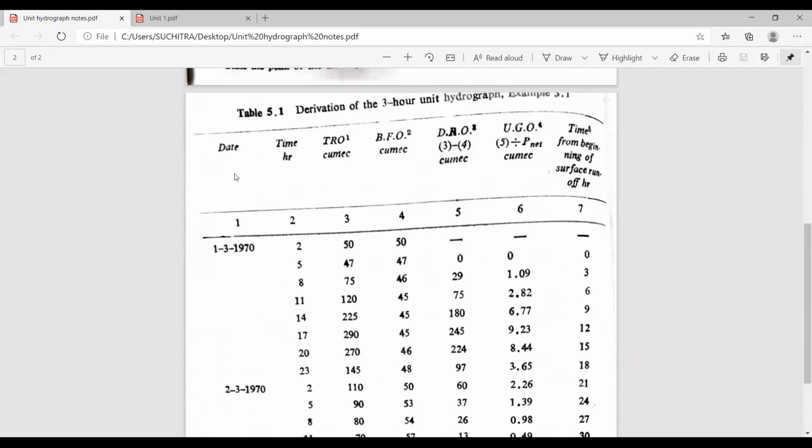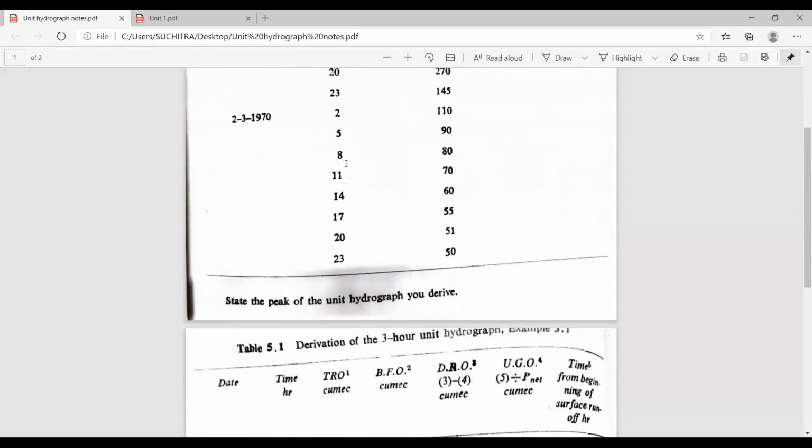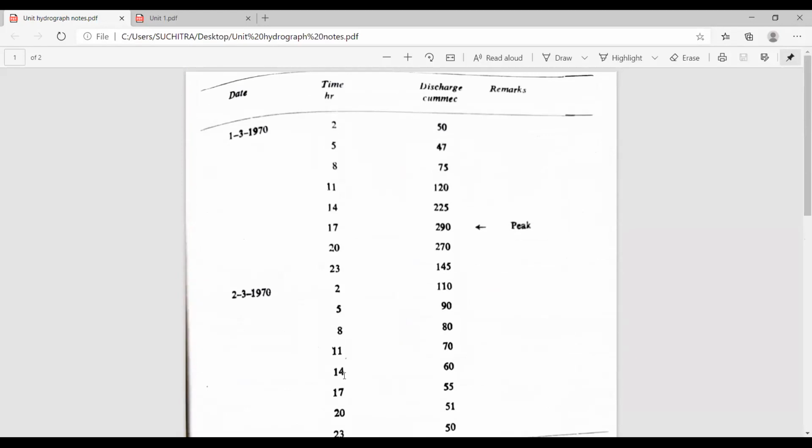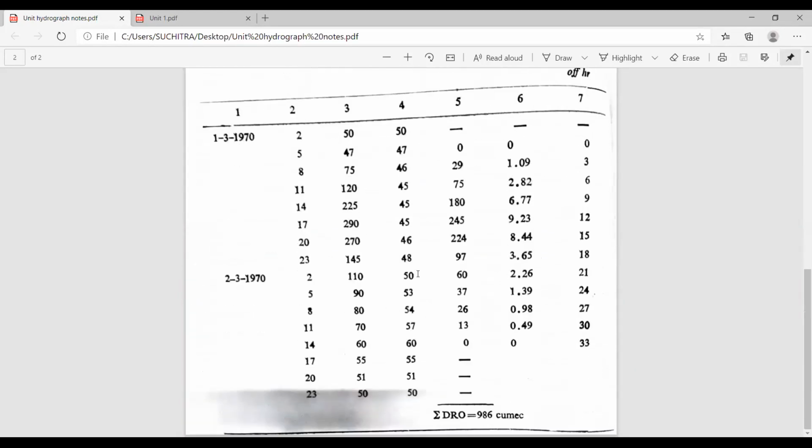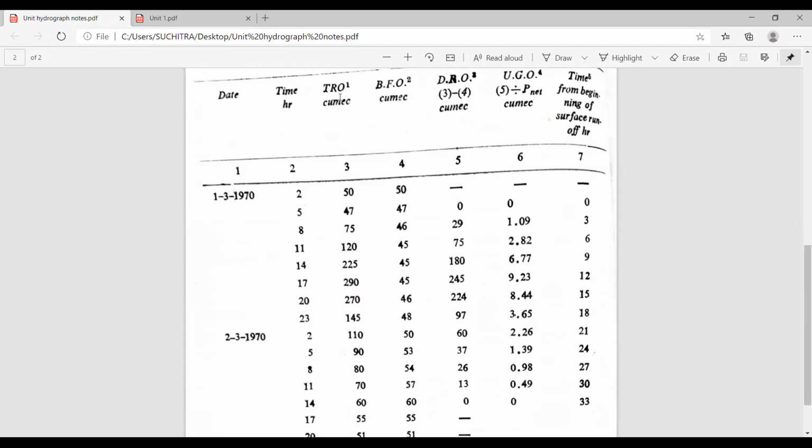Now these are the time intervals, and the corresponding dates are given. You have to plot the discharge values on these corresponding dates, that is, you have to plot the total hydrograph. Once you plot the total hydrograph, we need to measure the total runoff ordinates, that is TRO, and then you have to find the ordinates of base flow. That will be in column 4.